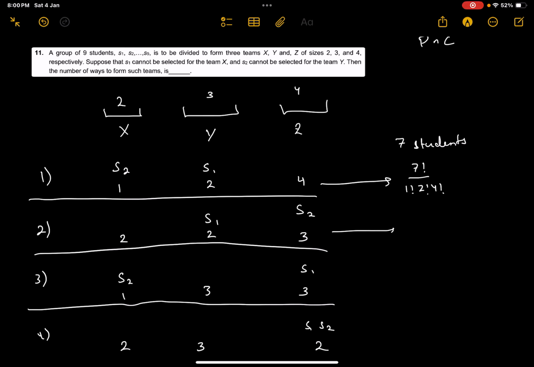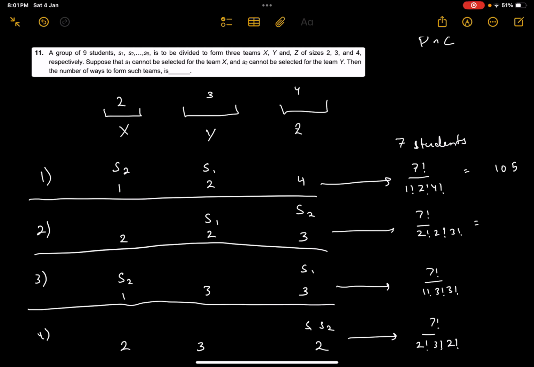For case 2, the number of partitions are 7 factorial upon 2 factorial, 2 factorial, 3 factorial. This is 7 factorial upon 1 factorial, 3 factorial, 3 factorial. This is 7 factorial upon 2 factorial, 3 factorial, 2 factorial. This is 105.